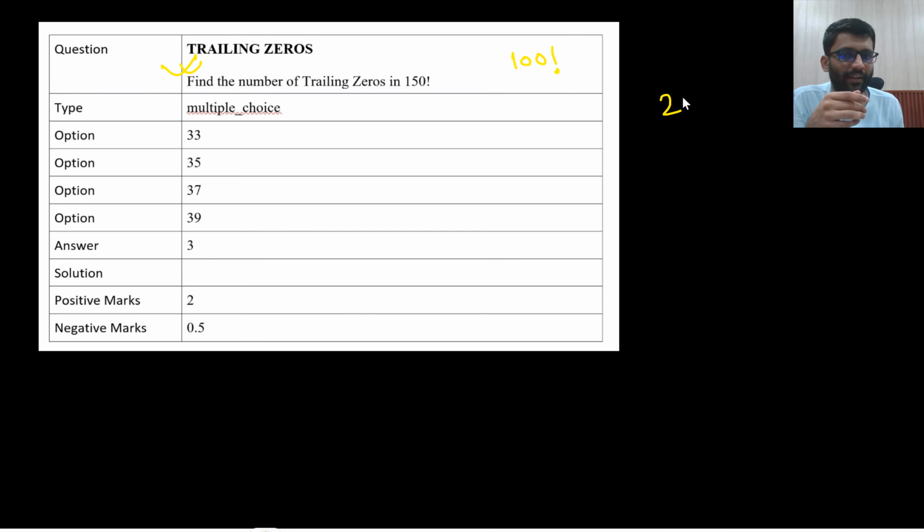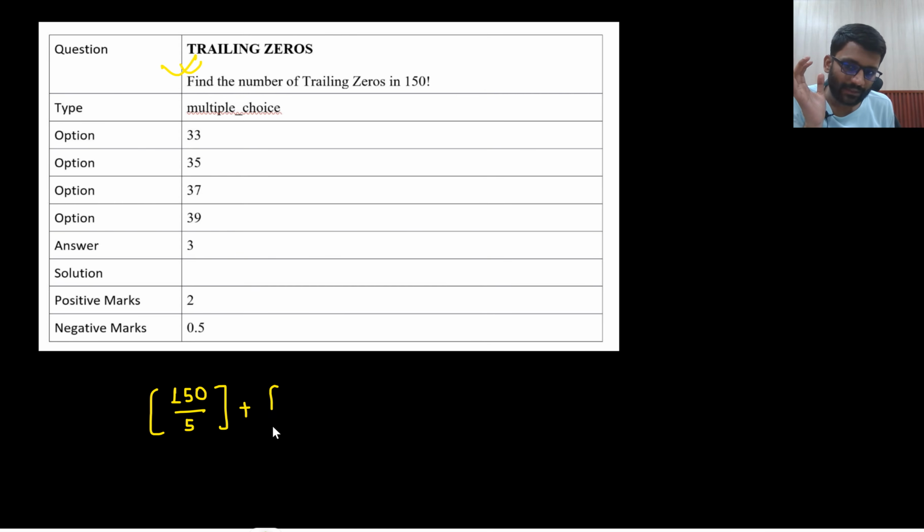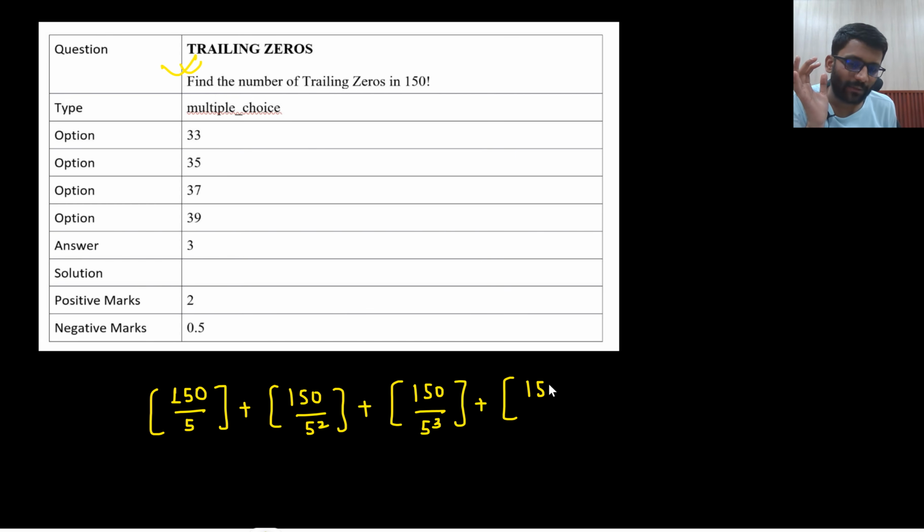Let's say I am writing 20500. How many trailing zeros are there? Zeros at the end. 2 trailing zeros are there. So in 150 factorial, how many trailing zeros will there be? For that, what you need to do, with the number given, 150, is 150 divided by 5, plus 150 divided by 5 square, plus 150 divided by 5 cube, plus 150 divided by 5 to the power 4. In that manner, you need to keep on going.